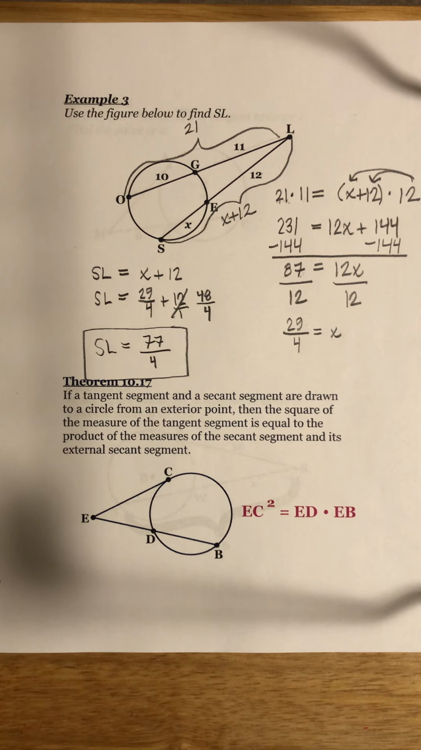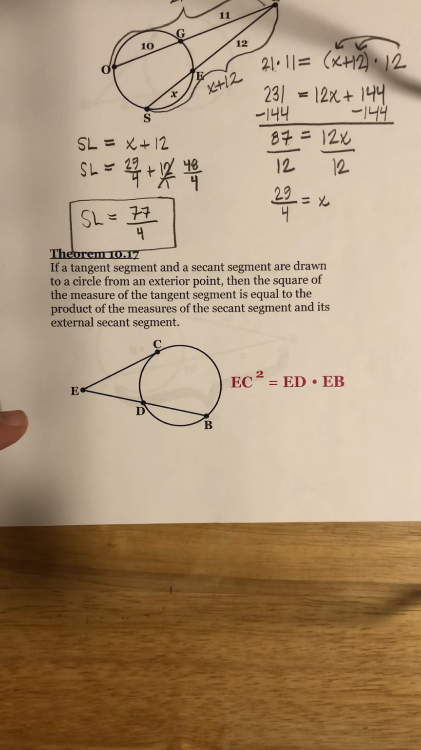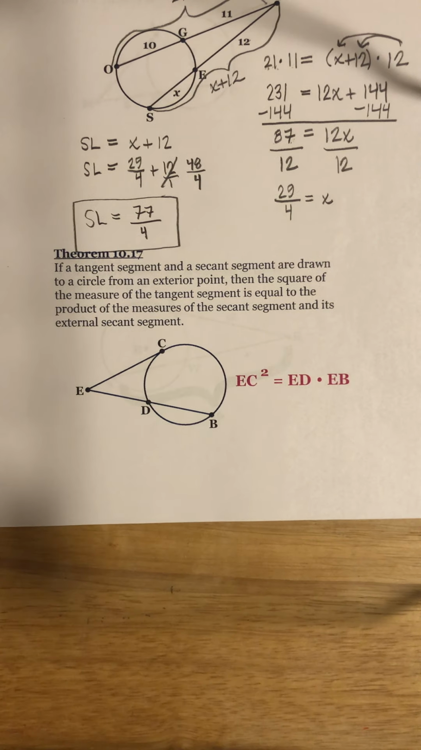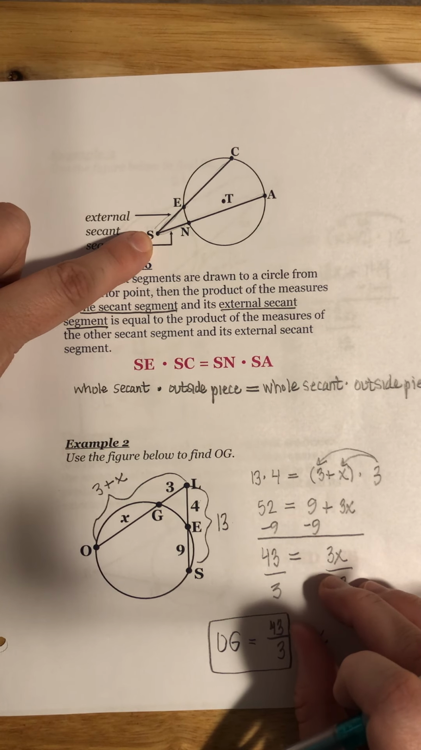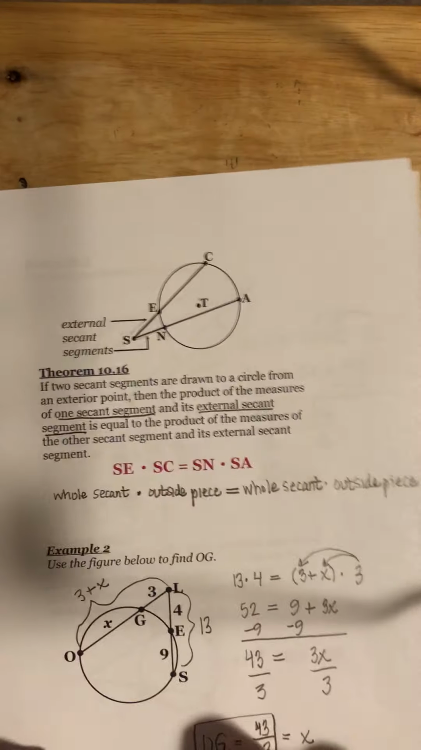Okay, guys, so another theorem. Blah, blah, blah. It's a bunch of words, isn't it? Let me break it down for you. Okay, so where do these lines intersect? They intersect outside of the circle. That sounds awfully familiar, because a minute ago we had them intersecting outside of the circle, and what did we do? We did whole times outside equals whole times outside.